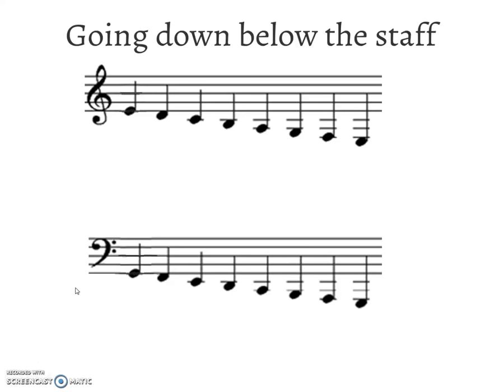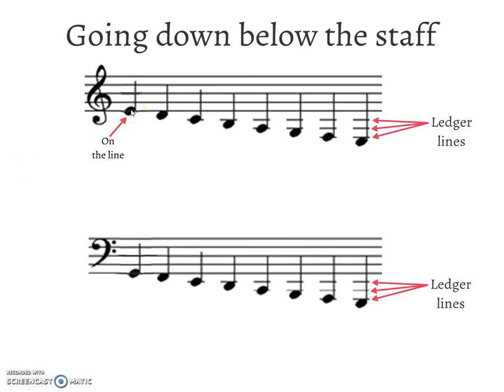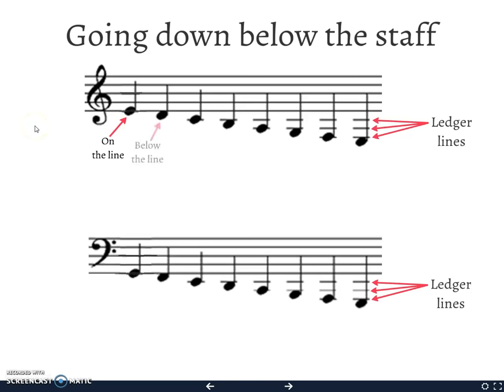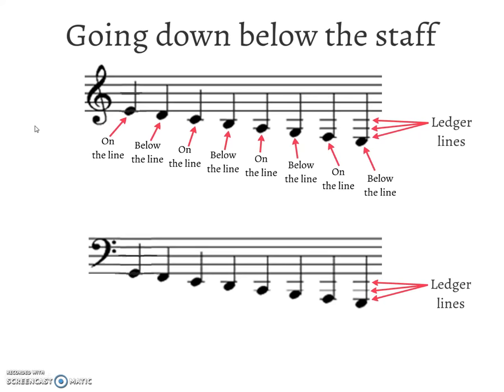Here's how we go down. Ledger lines are back. This time they are below the staff. Our first note is on the line. That's our E right there, E for Elizabeth. Our next note is below the line. Now we add an extra line on the ledger line, below the ledger line. Now we add another ledger line on the second ledger line, below the second ledger line, on the third ledger line, below the third ledger line.